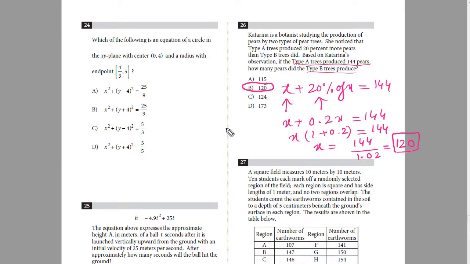Okay, so in this question we just have to suppose that the pears that are being produced by type B trees are X, and we will add 20% more pears of type B, so they become equal to the pears of type A trees. So from here we will solve for x, and we will get x is equal to 120.